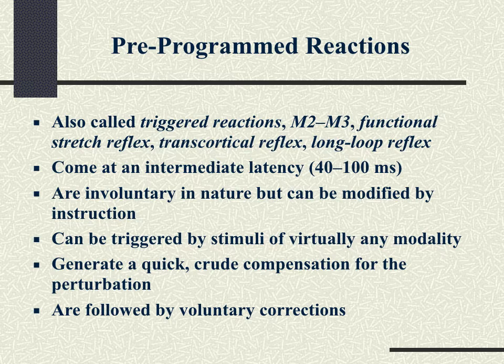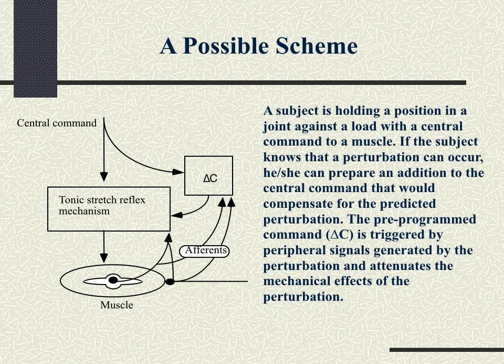There you have it. So generate a quick crude compensation for the perturbation and then followed by a voluntary correction. So, another example of what I've just discussed with you.